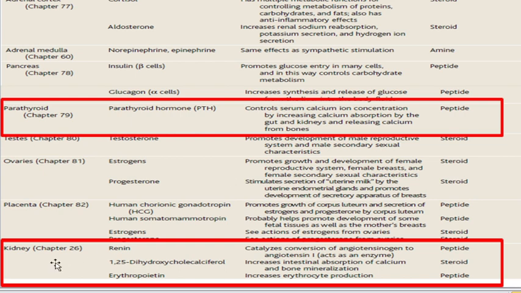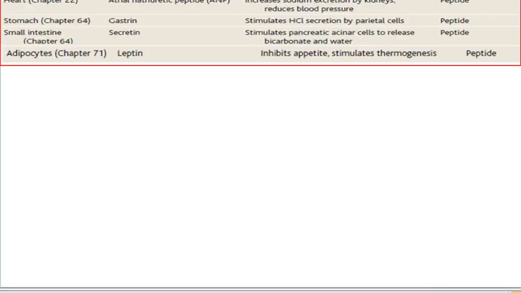Next, the kidney secretes three hormones: renin, 1,25 dihydroxycholecalciferol and erythropoietin. Renin, you all know, is an aspartyl protease enzyme, and with the help of renin, angiotensinogen will be converted into an active form. Whereas 1,25 dihydroxycholecalciferol will increase intestinal absorption of calcium as well as bone mineralization. Next, EPO is a hormone which is involved in increasing erythrocyte production.